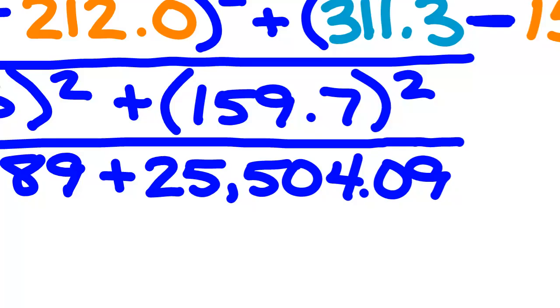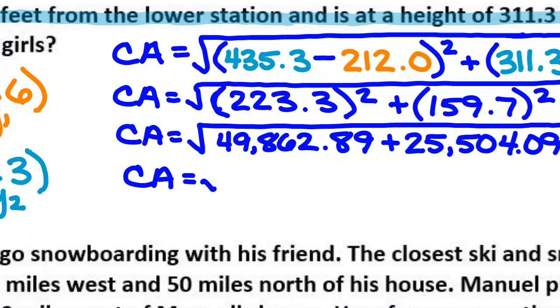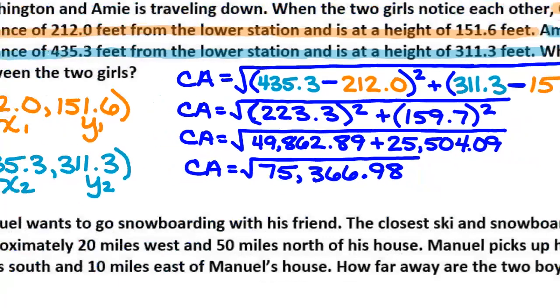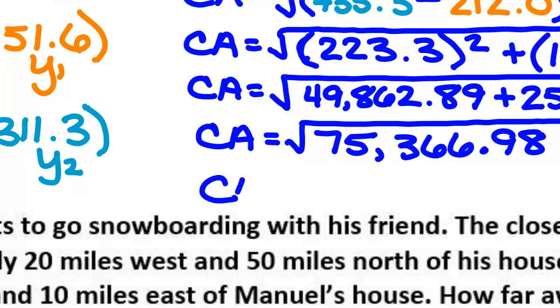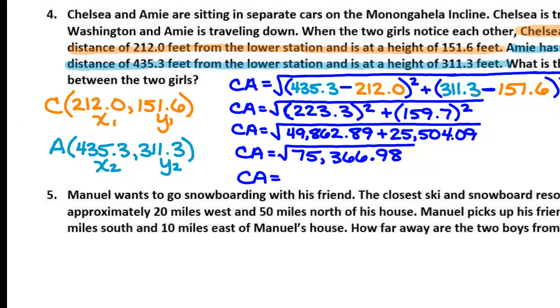25504.09. Perfect. Then we're going to add those two enormous numbers together, still all underneath our radical here. You should get 75366.98. And then we take that whole big long thing. We do second and x squared so that we get the radical on the screen.